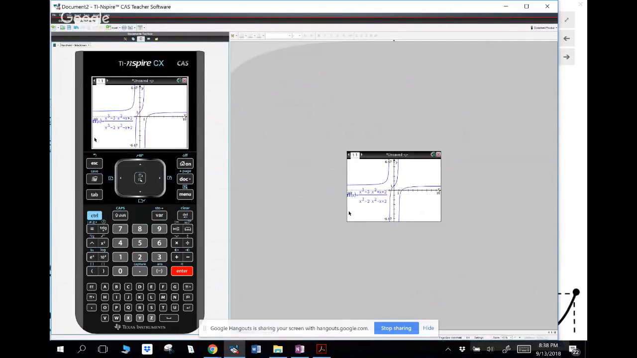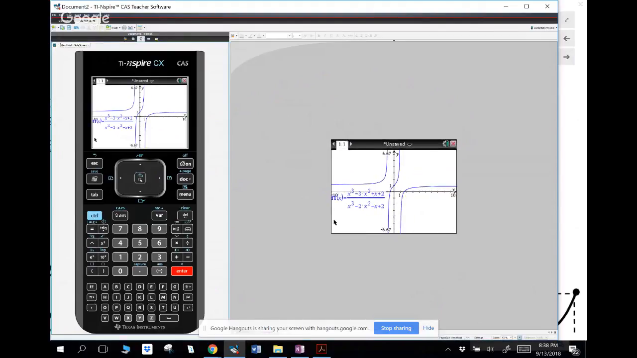Let's see if I can make this any bigger. Sorry guys, it's very small. It's my computer, it's the resolution on it anyway.